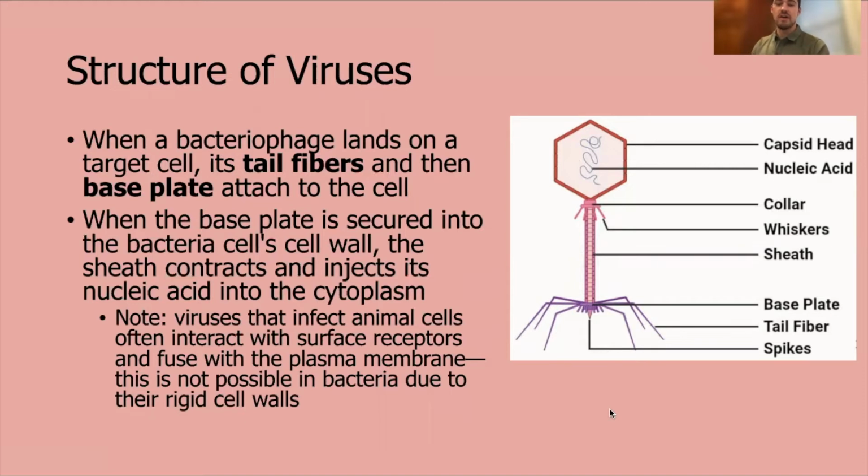Note that viruses that infect animal cells will often interact with surface receptors, and they're going to fuse with the plasma membrane. This is not possible in bacteria because, remember, bacteria have rigid cell walls. There's really no way for these viruses to destroy the cell wall without destroying the actual cell. So the way they enter is just by injecting their nucleic acid inside, and then that nucleic acid is going to hijack the replication machinery of that bacteria, and then it's going to create more of these bacteriophages from the inside.